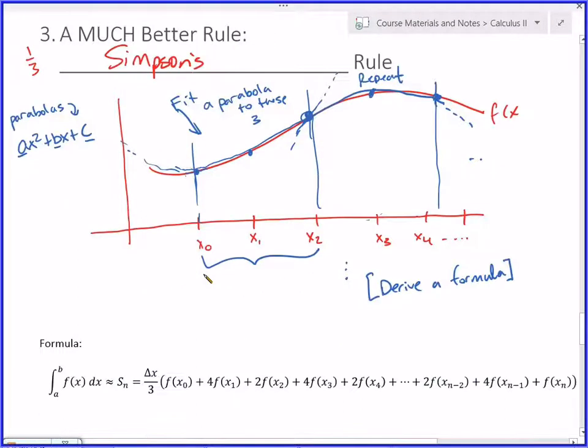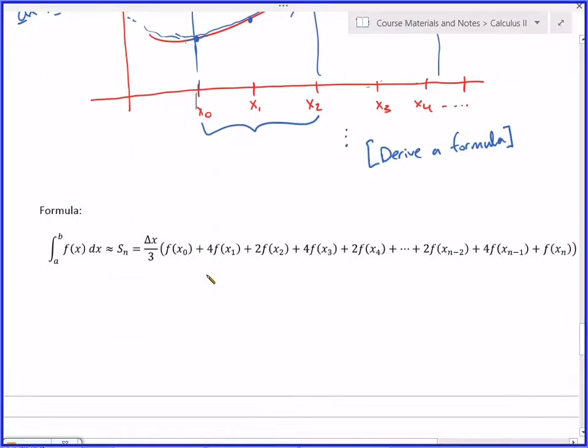And he actually goes through this in the book if you want to pull up the ebook and look at it. But all of the work eventually ends with a very simple to use formula. Looks just like our midpoint formula in that you've got a coefficient out front, right? This is the reason it's called the 1/3 Simpson's rule: it's 1/3 delta x out front. Okay?